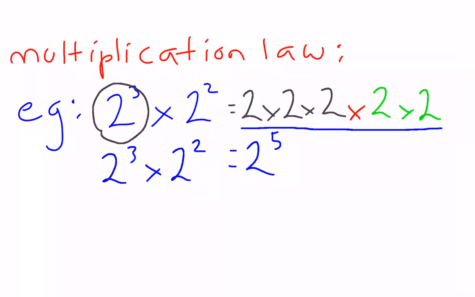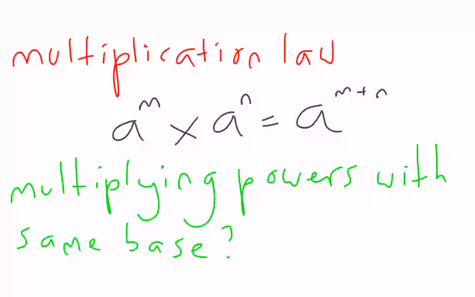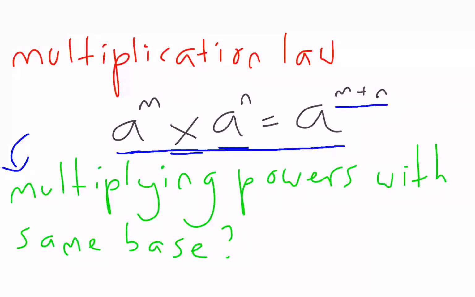So our multiplication law can be represented as I've done here. If we've got the same base number and powers of that base number are multiplied together, we can get the answer just by adding the indices. So my rule in words, if I'm multiplying powers with the same base number, my shortcut is to add the indices.